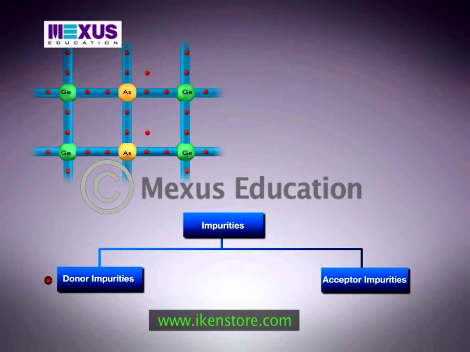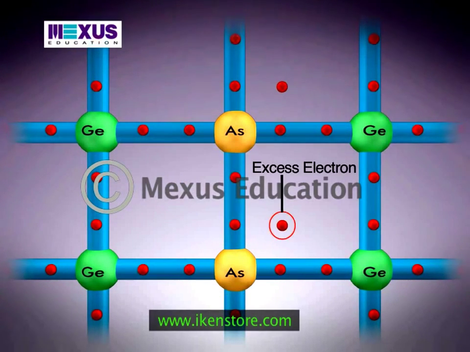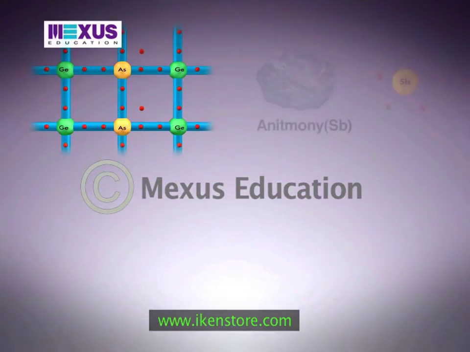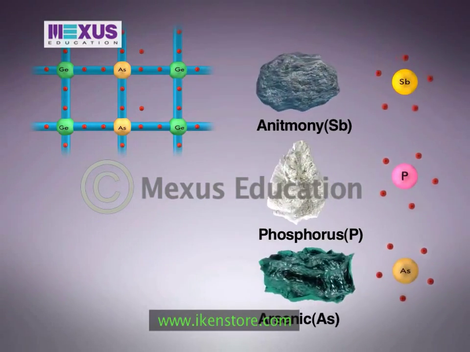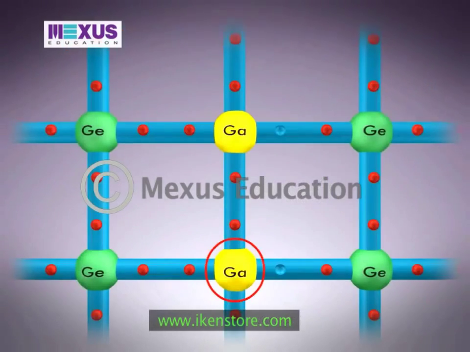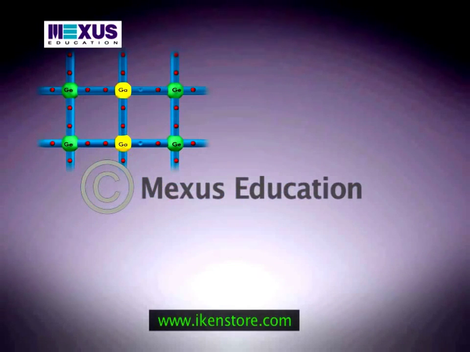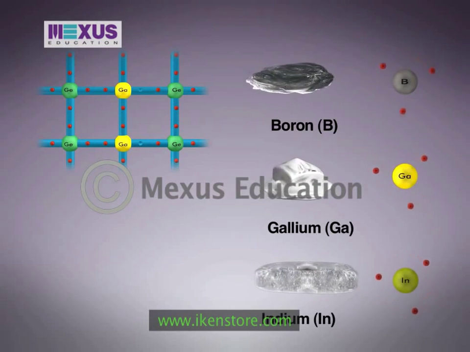Impurities are classified into donor impurities and acceptor impurities. Donor impurities are those elements which donate excess electrons for conduction. Pentavalent elements like antimony, phosphorus, and arsenic are donor impurities. Acceptor impurities are those elements which create positive carriers or holes that can accept electrons. Trivalent elements like boron, gallium or indium are acceptor impurities.